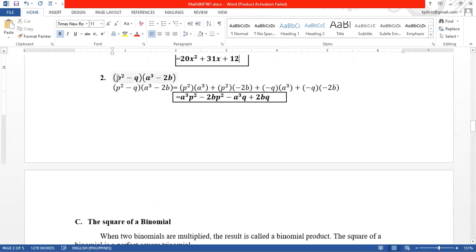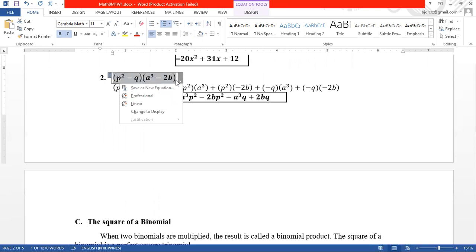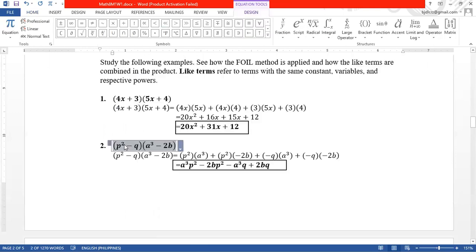Next. So P with the quantity of P squared minus Q multiplied to the quantity of A cubed minus 2B. So FOIL method, F, the first terms, which is P squared and A cubed, outer, the outer, which are P squared and negative 2B, the inner, which is negative Q and A cubed, and lastly, the last terms, which are negative Q and negative 2B.